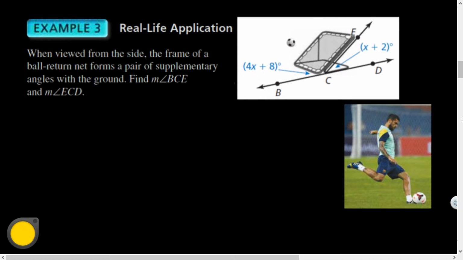Wow, look at that. When viewed from the side, the frame of a ball return net forms a pair of supplementary angles with the ground. Wow, guys, this is so great. And you guys do this at soccer practice all the time, from what I understand.